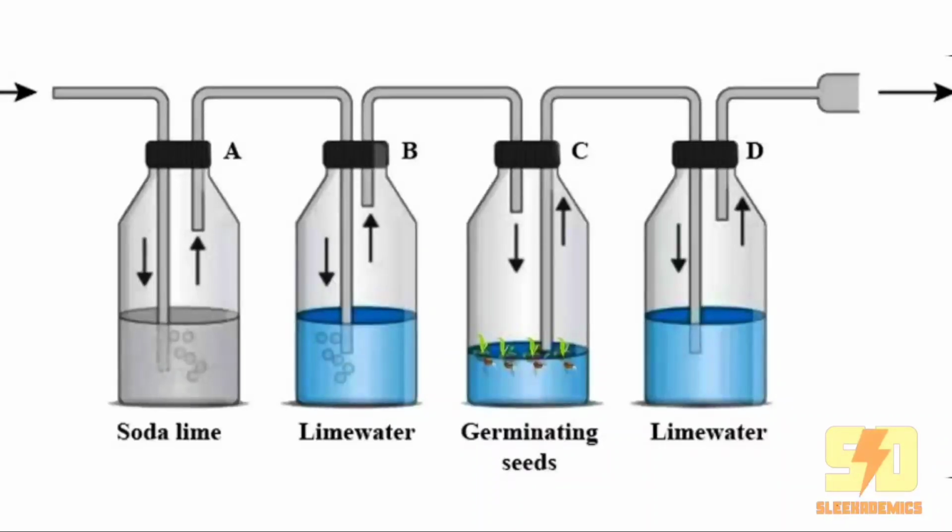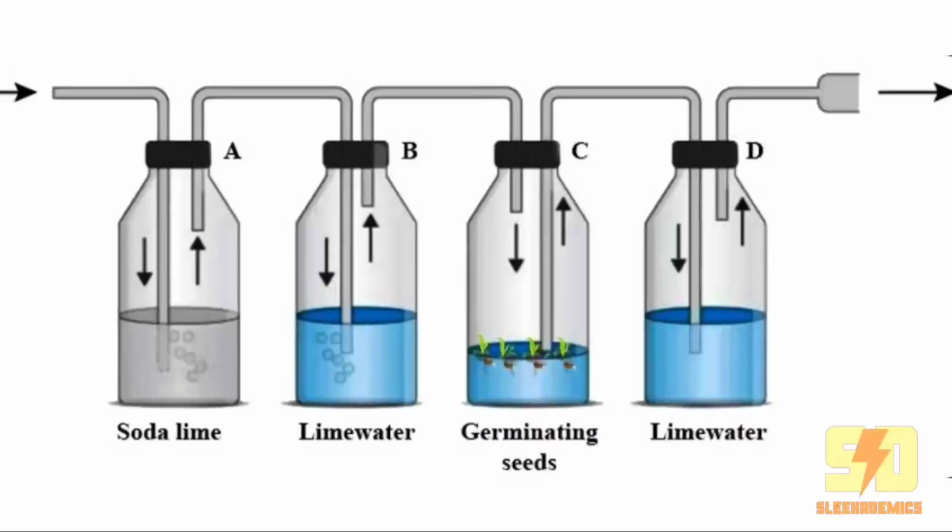There are four containers here. We have container A, B, C, and D. And these containers are connected using delivery tubes. Container A contains soda lime, container B has lime water, container C has germinating seeds, container D has lime water.